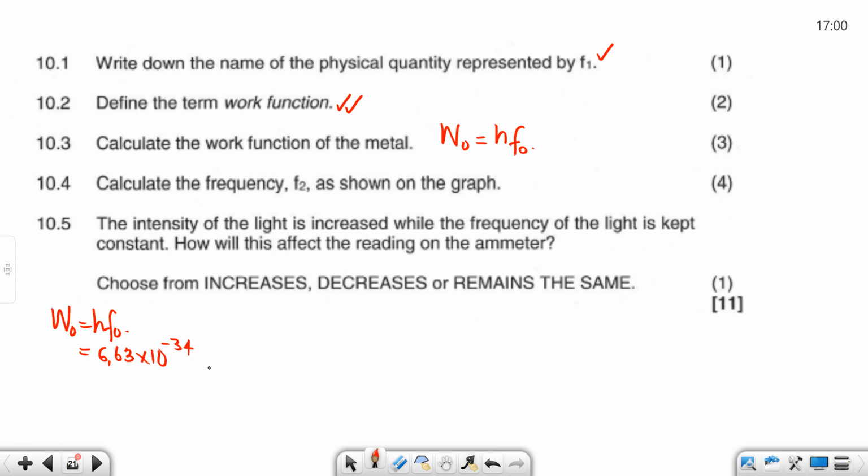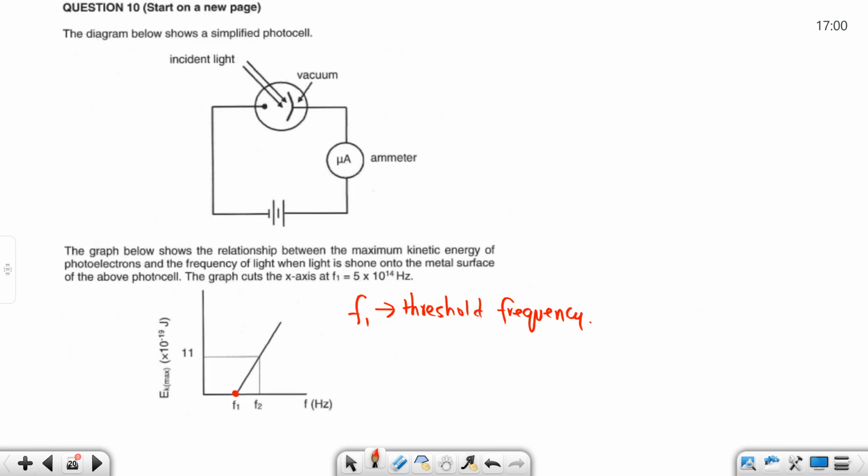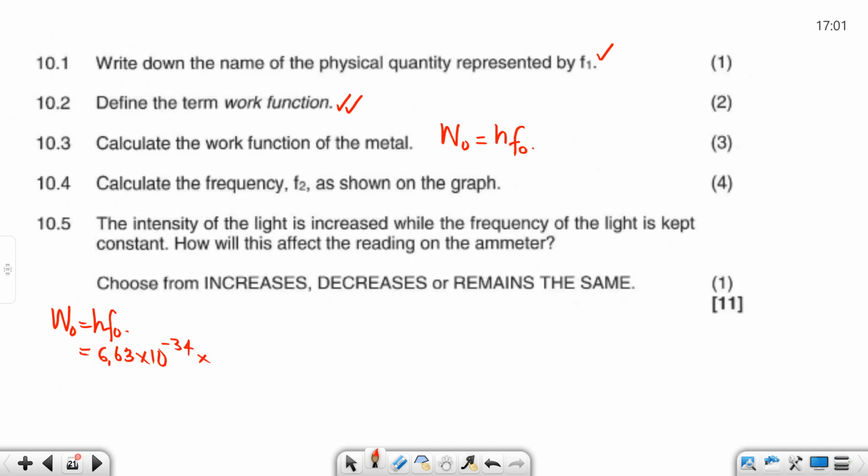All right. Now, what is our threshold frequency? We go back to the graph. Already we've identified it. What's our threshold? Oh, we were given, right? I was almost going to say, how are we going to do it? That's where we didn't read now, right? We didn't read. Okay. The graph cuts the x-axis at what? 5 times 10 to the power 14. So that is our threshold frequency, 5 times 10 to the power 14.